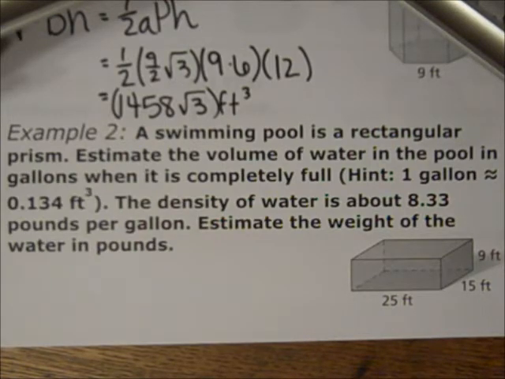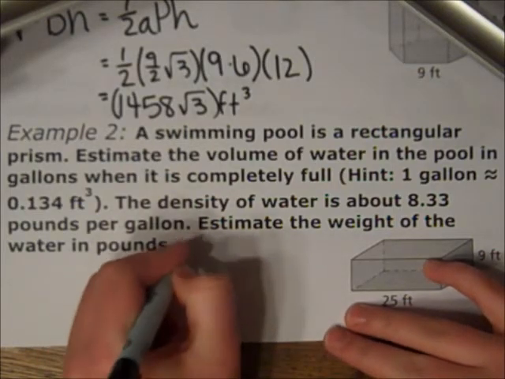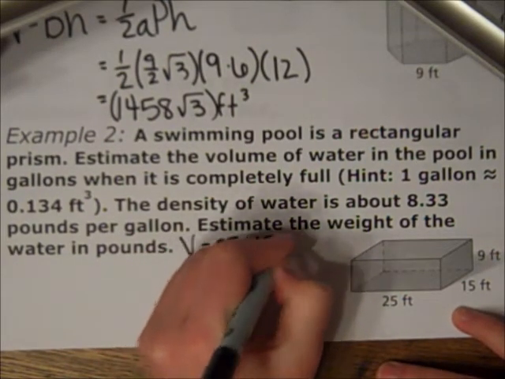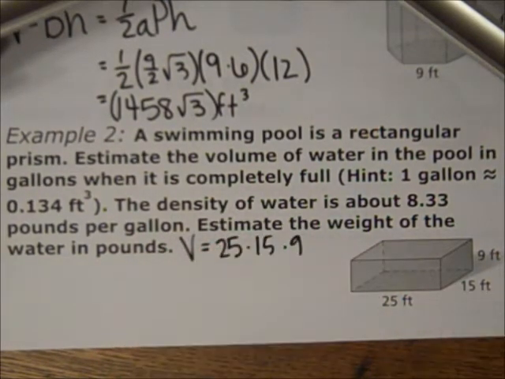Here we go. A swimming pool is a rectangular prism. Estimate the volume of water in the pool in gallons when it is completely full. The density of water is about 8.33 pounds per gallon. Estimate the weight of the water in pounds. So two-step question here, but the very first part would be to start out with the volume. So length times width times height. Let's calculate that. 25 times 15 times 9.